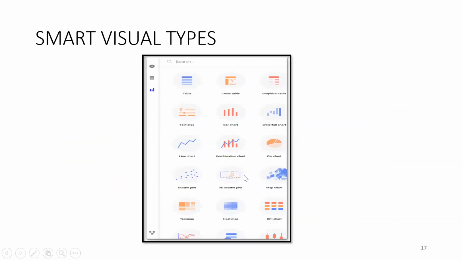So these are all the visualization chart types. There's a bar chart, waterfall chart. If you have spatial data, we will use a map chart. So with one dataset, it can connect with all the charts and give you the insights.